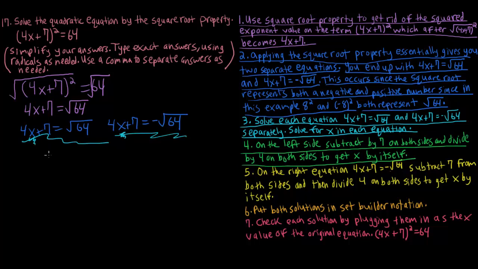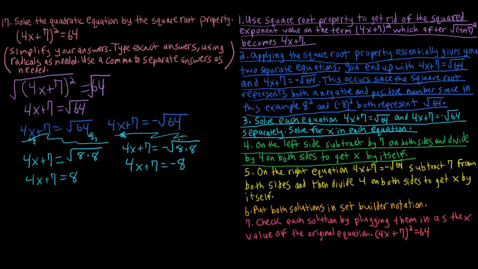But actually, before we do that, part of step 3, we should go ahead and just simplify, get the term out of the radical. So square root of 64 is the same as square root of 8 times 8. So 4x plus 7 just equals 8. And then same thing here, 4x plus 7 equals negative square root of 8 times 8. So 4x plus 7 equals negative 8. Now going with what they were saying in step 4, we want to subtract 7 on both sides and then divide by 4 on both sides to get x by itself.